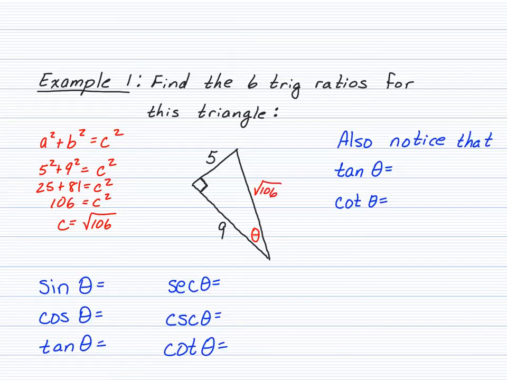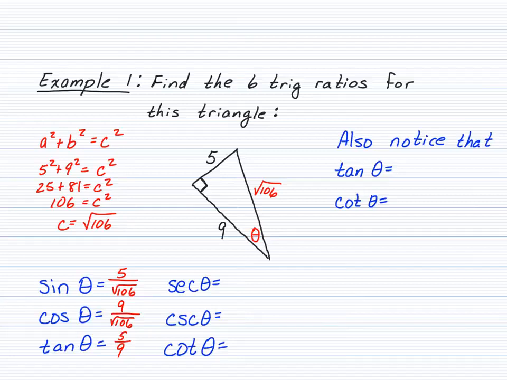So the sine of theta, where theta is this angle right here: 5 is your opposite leg, 9 is the adjacent leg, and the square root of 106 is your hypotenuse. Using those references, sine is equal to opposite over hypotenuse, so that is 5 over the square root of 106. Cosine is adjacent over hypotenuse, so that's 9 over the square root of 106. And tangent is opposite over adjacent, so that is 5 over 9.